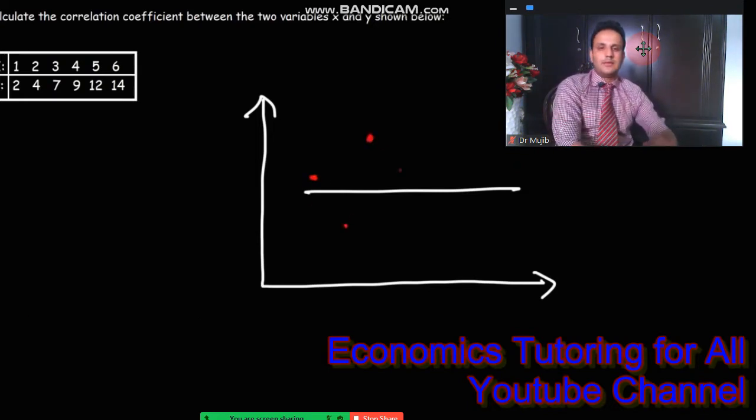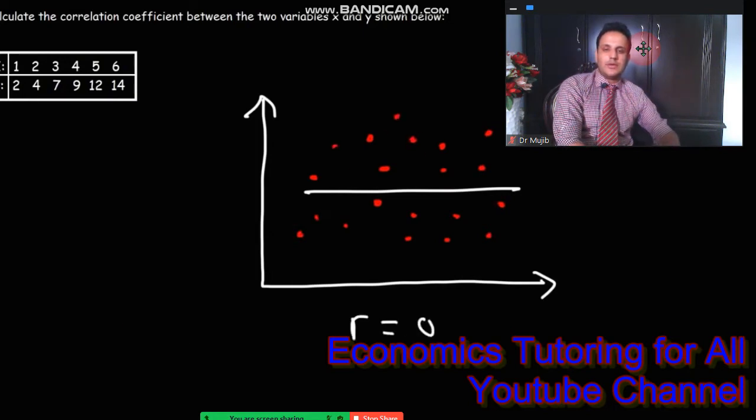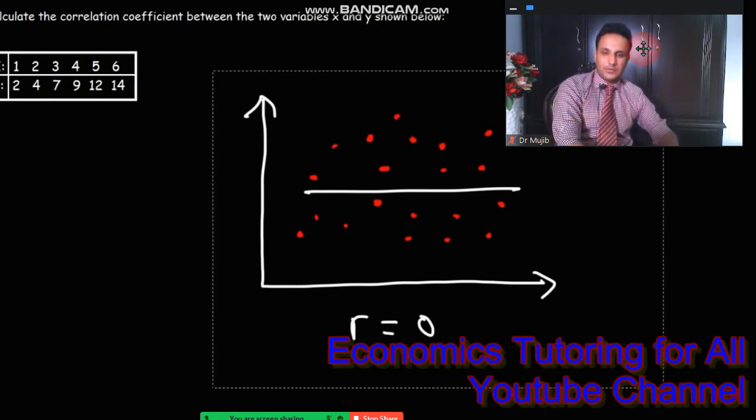Now we have to know whether the relationship exists or not. In this case, you can see that the relationship between the two variables x and y, the vertical axis and the horizontal axis, is 0, because you can see the change in the x-axis observations, but no change in y. So this means that the correlation is equal to 0, as the change in x is not bringing any change in the y.